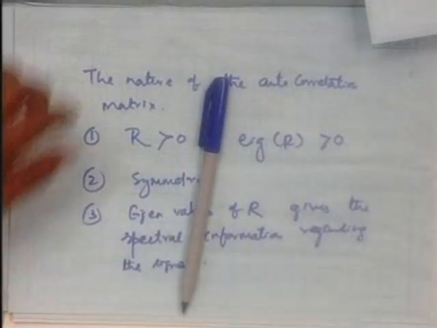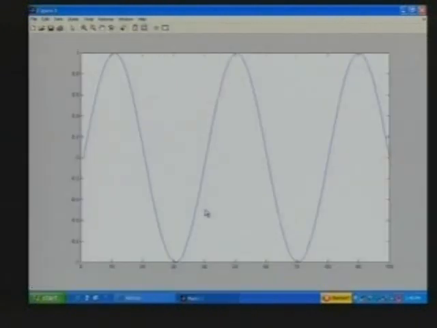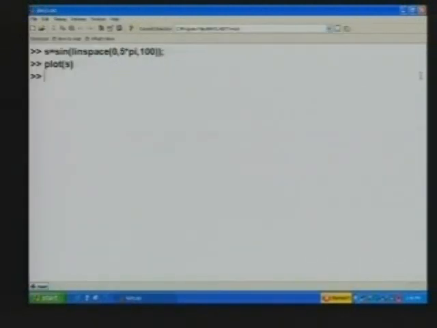Let us take one signal, S equals simple sine of linspace, starting from 0 up to 5 pi. I will take only 100 points, let us say. So, you can plot S. It is a sinusoidal thing, is it not? How many samples are there in this axis? 100 samples, is it not? So, you can find out the autocorrelation sequence of S.